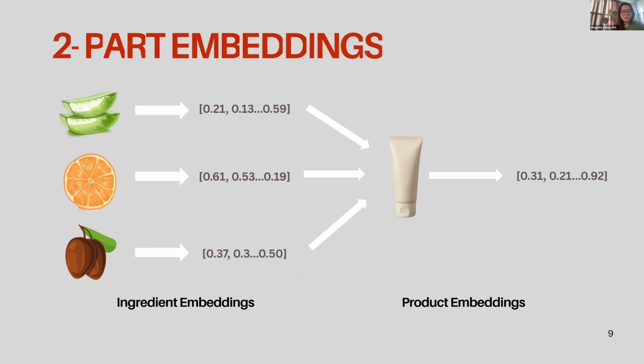For this method, we designed a two-stage embedding workflow. First, we embed each ingredient using a sentence transformer based on its scientific description. When we show these embeddings using UMAP, we see that groups with similar functions, such as acne treatment, are clustered together. Then a product embedding is computed using the embeddings of the ingredients it contains.